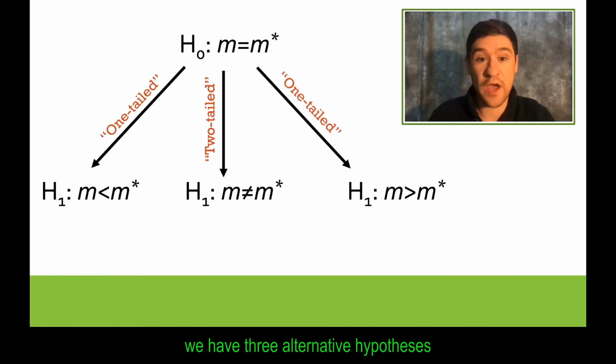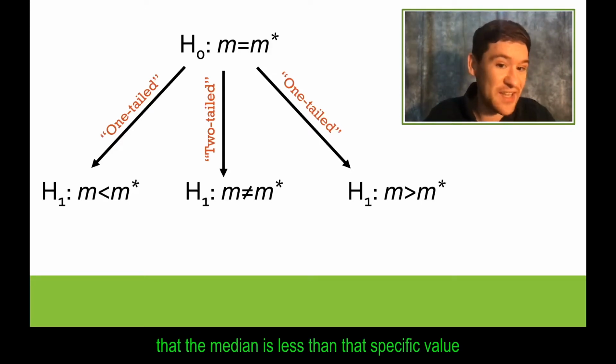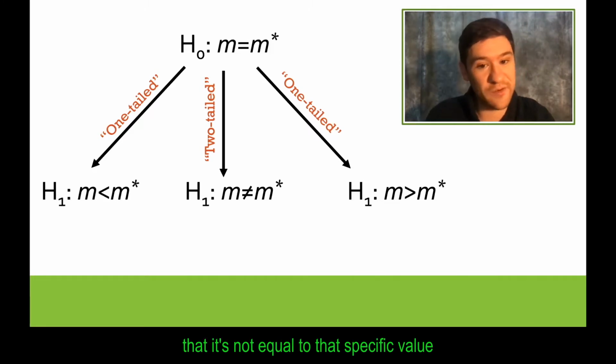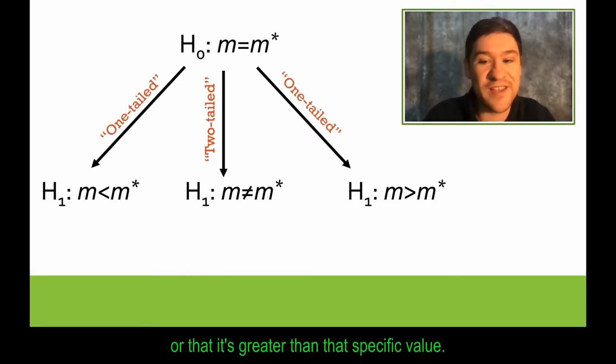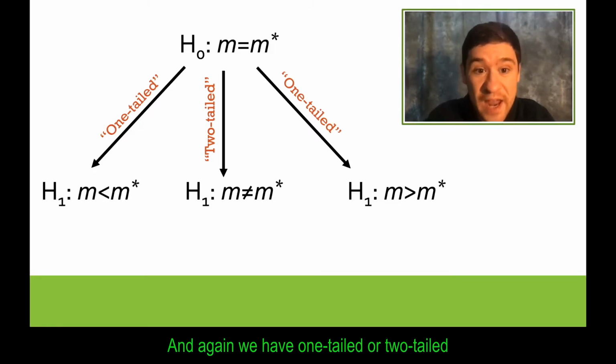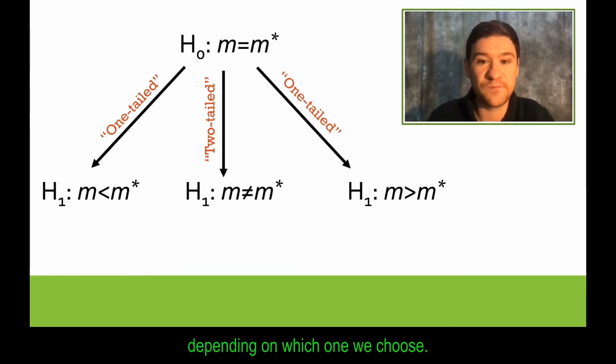And again, we have three alternative hypotheses. That the median is less than that specific value, that is not equal to that specific value, or that is greater than that specific value. And again, we have one-tailed or two-tailed, depends on which one we choose.